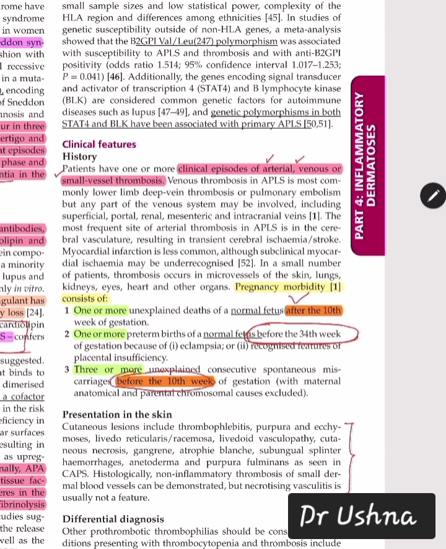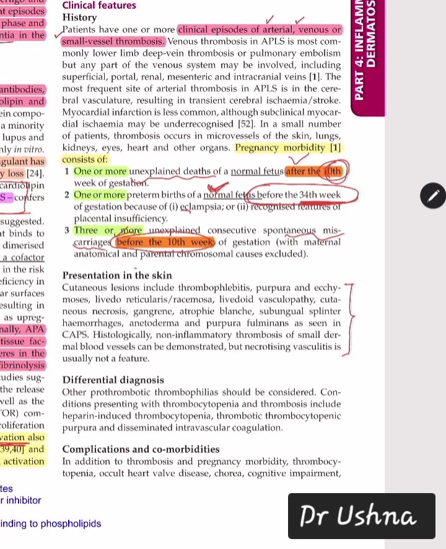So two things are based on the 10th week. After the 10th week, unexplained death, and before the 10th week, unexplained spontaneous miscarriage. This is one thing, and the other is 34 weeks. Before 34 weeks, normal fetus death is in the absence of preeclampsia or recognized features of placental insufficiency.